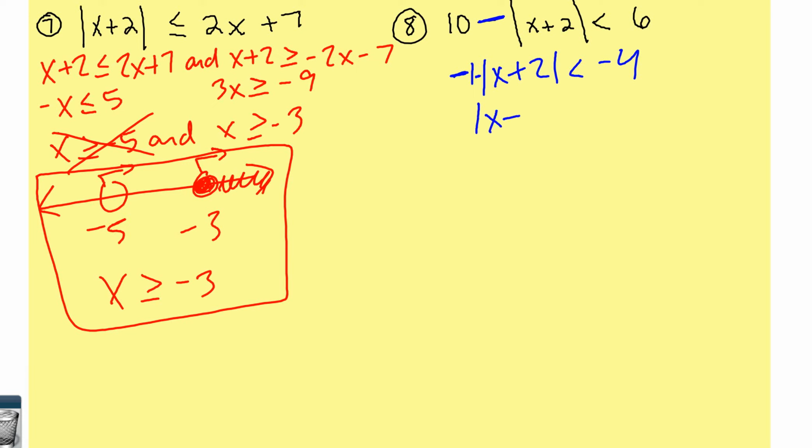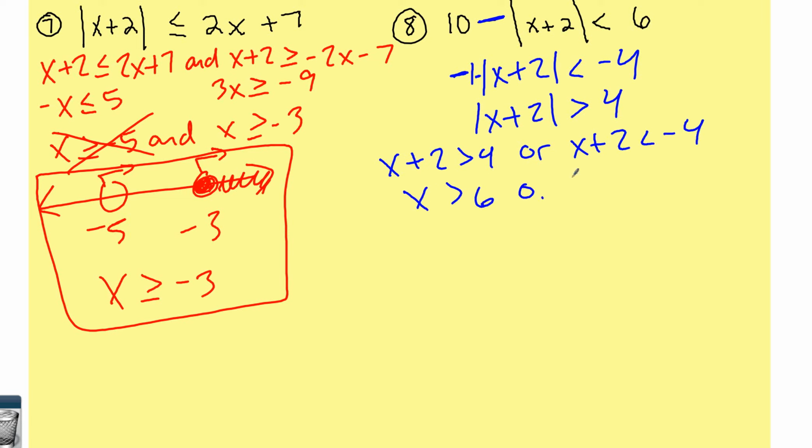So we get the absolute value of x plus 2 is now greater than 4. Now we've got it. x plus 2 is greater than 4, or x plus 2 is less than negative 4. So x is greater than 6, or x is less than negative 6. Oh, just kidding. I wanted to make them both 6. That doesn't work. 4 minus 2 is 2. Silly me.